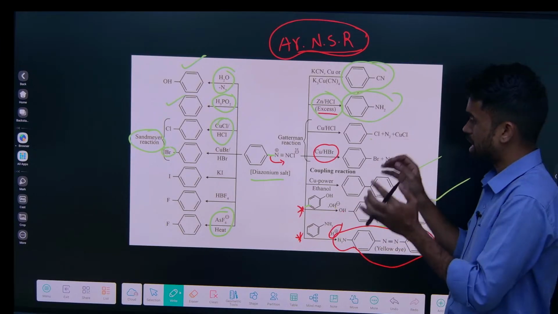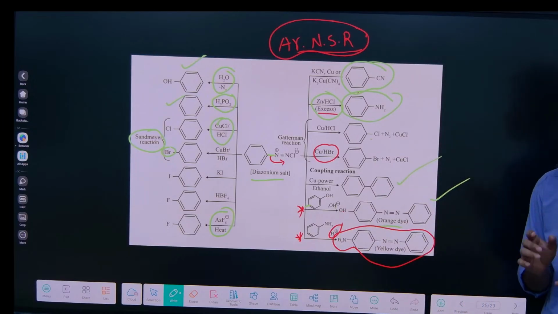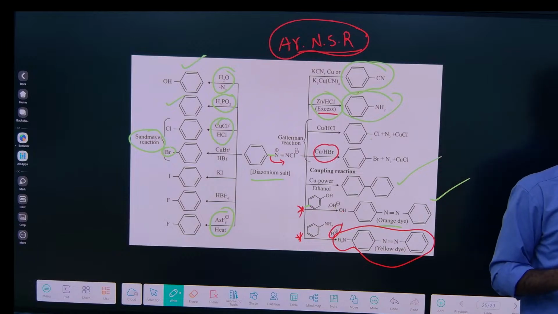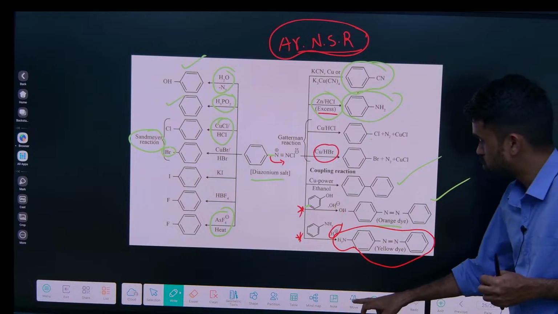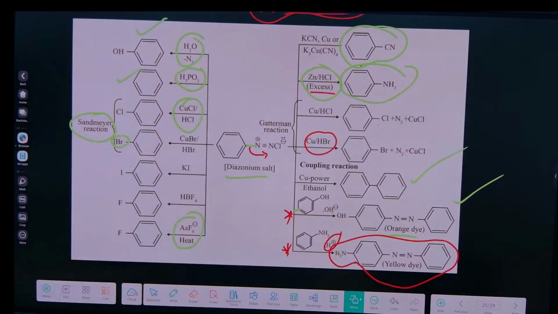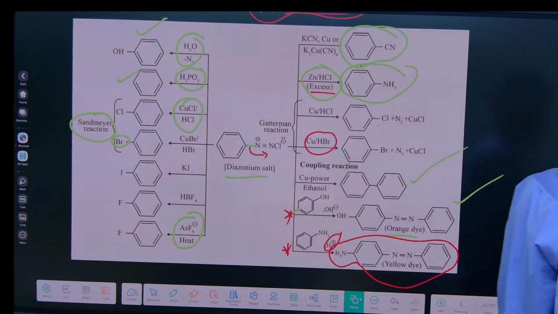All these reactions, try to take a screenshot of this. It will be really helpful for revision purposes. All reactions of diazonium chloride are covered here itself. Let me zoom it out if you are unable to take it. Yes, so just take the screenshot of it, it will be really helpful.